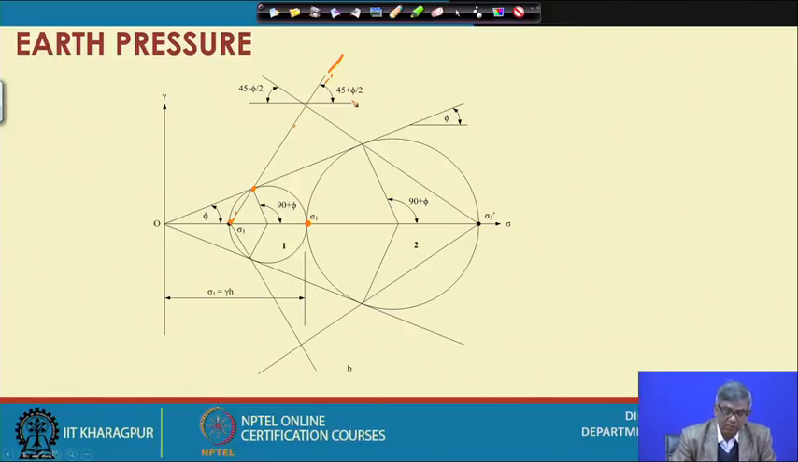In the passive case, when the wall moves, sigma 3 will slowly increase, and at some time it will reach this value at the verge of failure, and then you can draw a Mohr circle. This Mohr circle corresponds to the passive case, and this is the failure stress. Joining the tangent point, this is the failure plane, and it will make an angle of 45 degrees minus phi by 2 with the horizontal. These are the basic things we have done, but I repeated them once again.